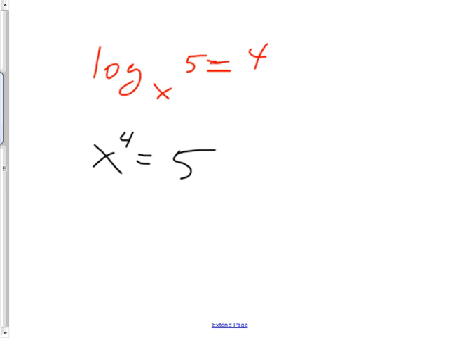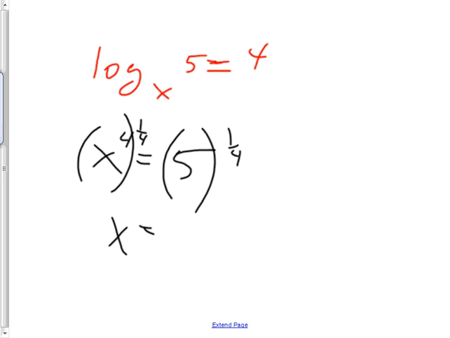Mr. M in the corner. From the hat. Go ahead. Put it to the 4th power. So final answer, x equals 5 to the 1/4. Oh, it's so close, but it is wrong.